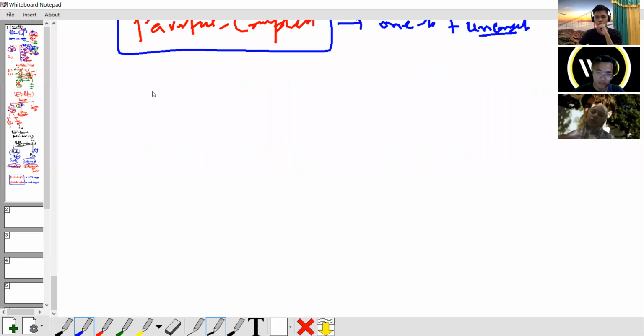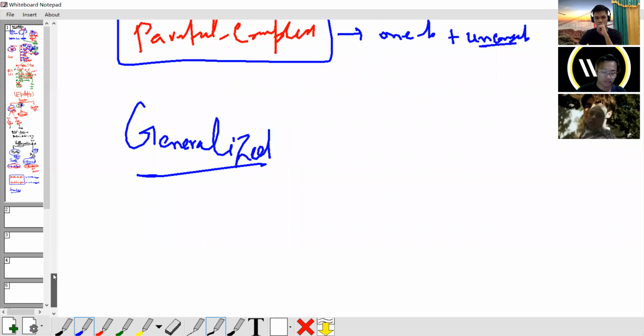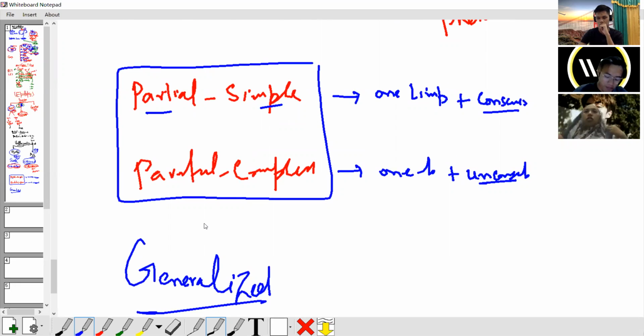So how about generalized? Partial simple, partial complex, only one part of the brain is affected. Okay, one part. So if you have a problem in one area, there is a high chance it may have some cause. It may have some local cause, some tumor, some brain abscess in a specific area. Understand? Partial seizure, most of the time has some pathology. Yeah, that's known as partial seizure, not epilepsy.